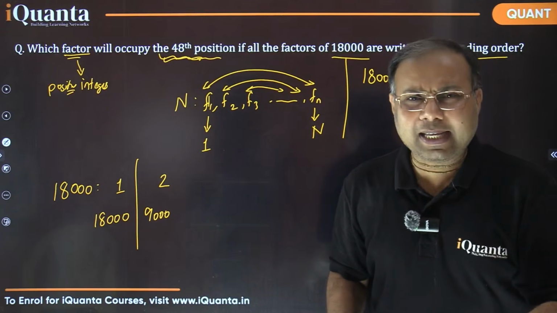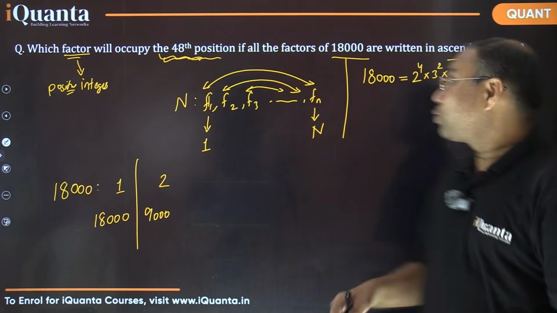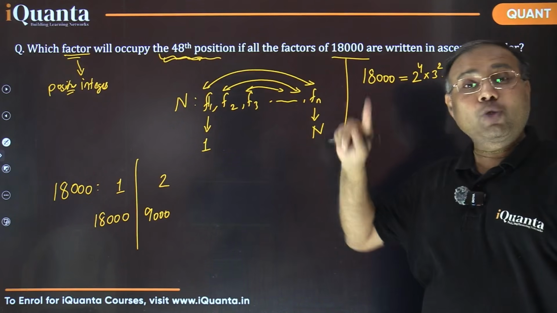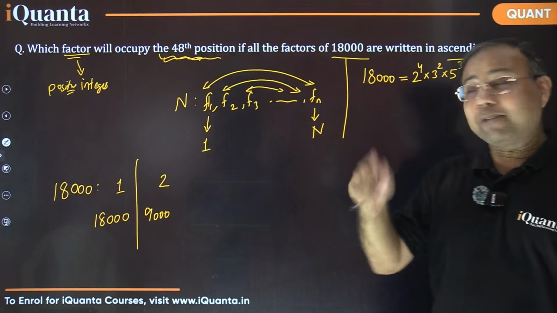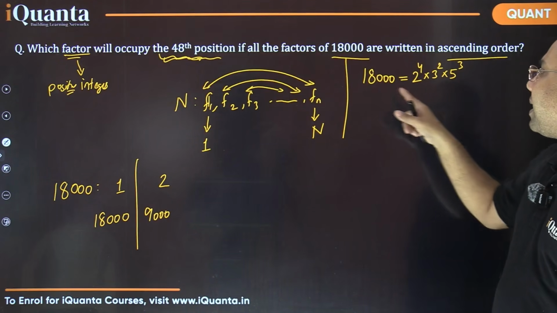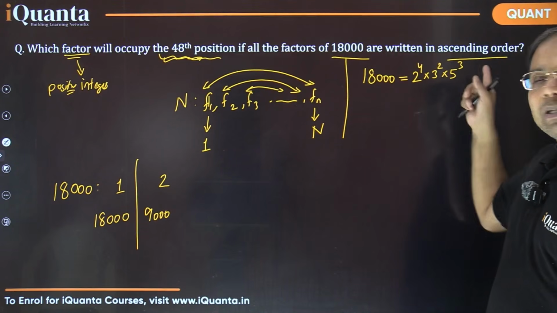I have not written anything, I'm just thinking aloud, right? And that's what you are also supposed to do. So this is 1000, which is 2 cube, 5 cube, and 18 means 2 into 3 square, because 9 into 2 is 18, right? So 1, 2 is here and 3 are here, the total 4 powers of 2, and 3 square is here, the 2 powers of 3, and 5 cube is here, that makes it 5 power 3.